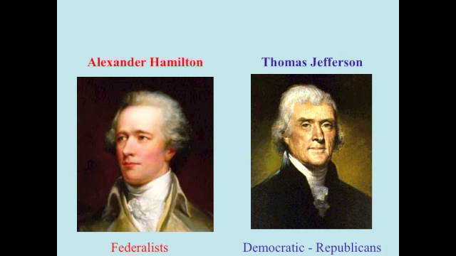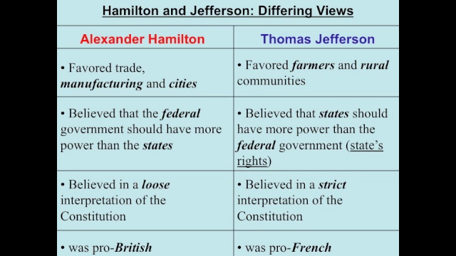Alexander Hamilton was a Federalist, the same as George Washington and John Adams, but the Secretary of State, Thomas Jefferson, belonged to a different political party. He belonged to the Democratic Republicans. Even though they both belonged to George Washington's cabinet, they had very different views on government. Alexander Hamilton favored trade, manufacturing, and the development of cities. He believed that the federal government should have more power than the states, and he believed in a loose interpretation of the Constitution, meaning that the government could do anything that the Constitution does not say it cannot do. Hamilton was also pro-British and wanted to be allies with Great Britain.